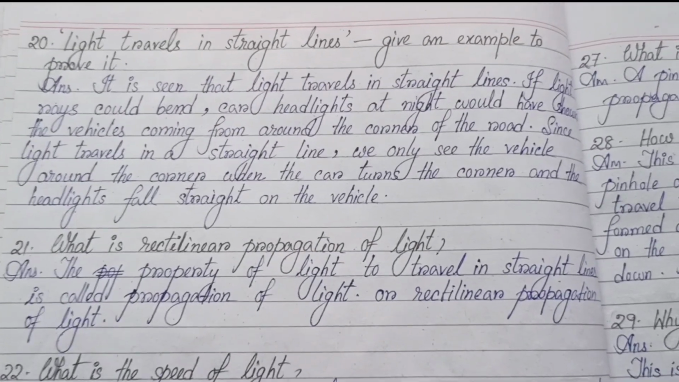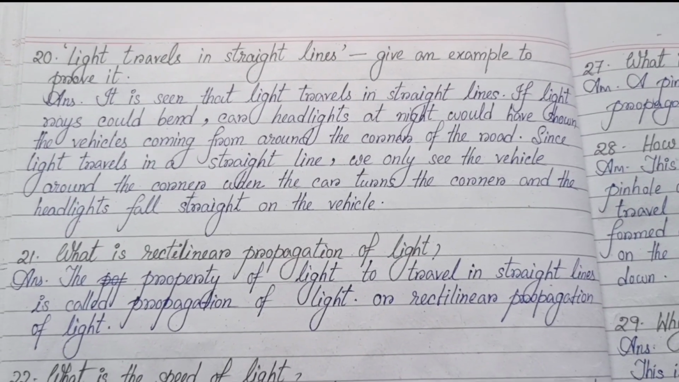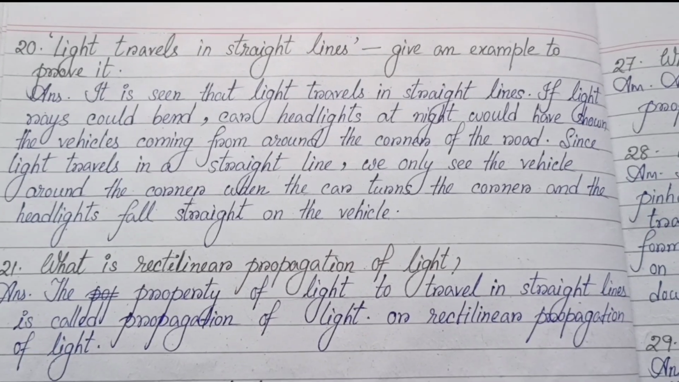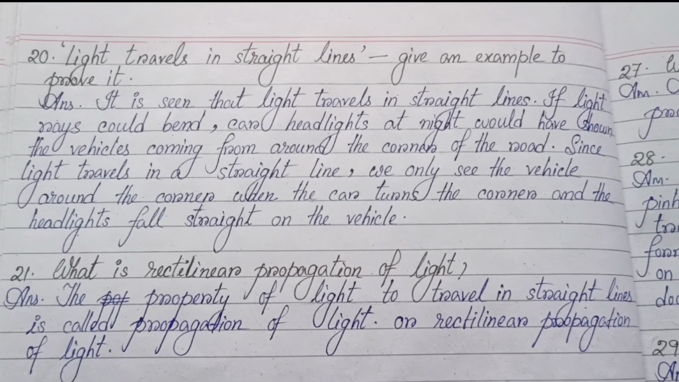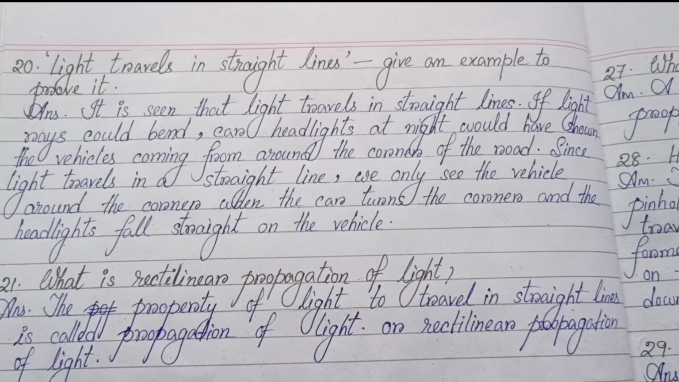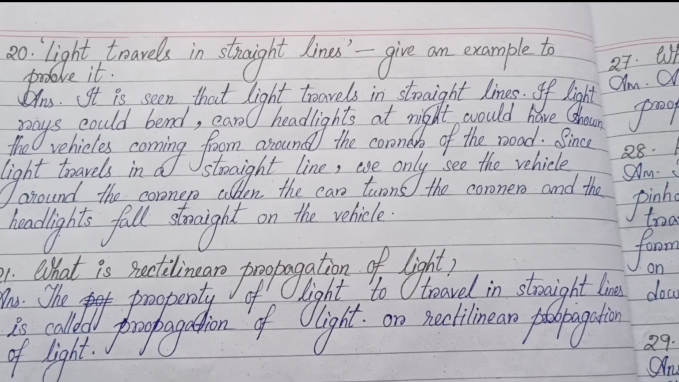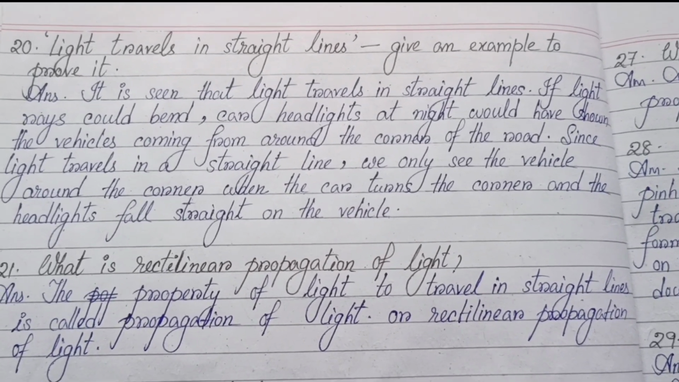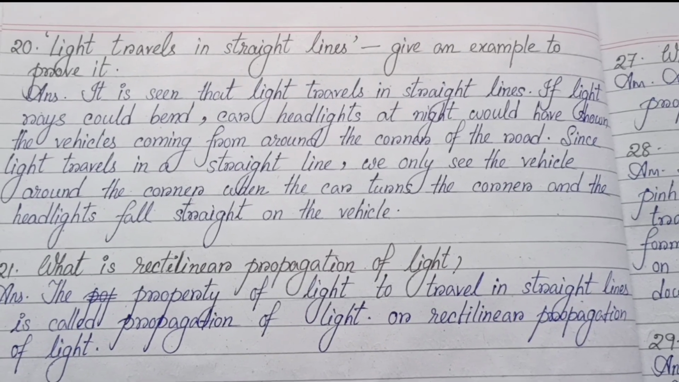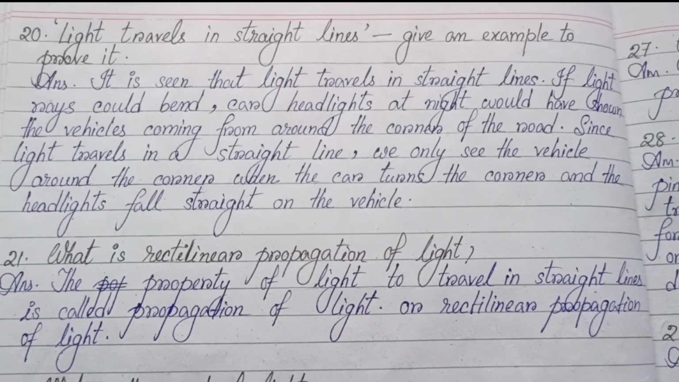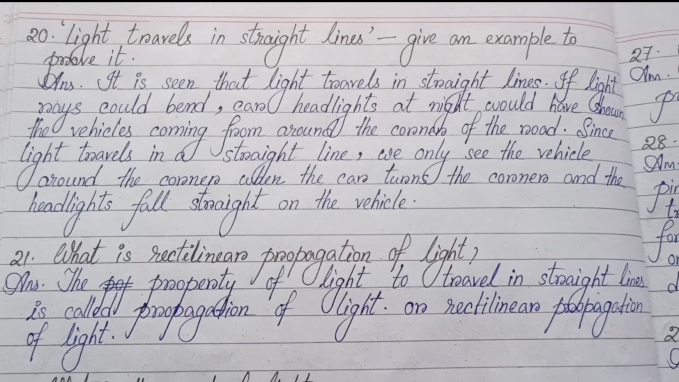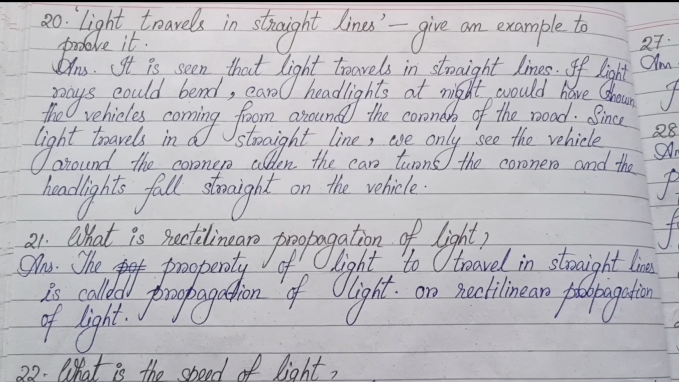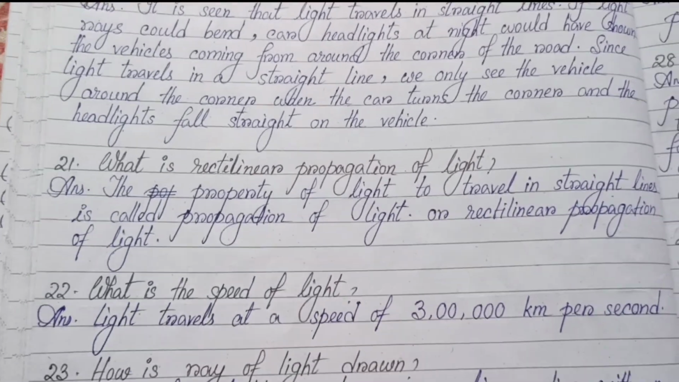Number 20, light travels in straight line. Give an example to prove it. It is seen that light travels in straight lines. If light rays could bend, car headlights at night would have shown the vehicles coming from around the corner of the road. Since light travels in a straight line, we only see the vehicle around the corner when the car turns the corner and the headlights fall straight on the vehicle.